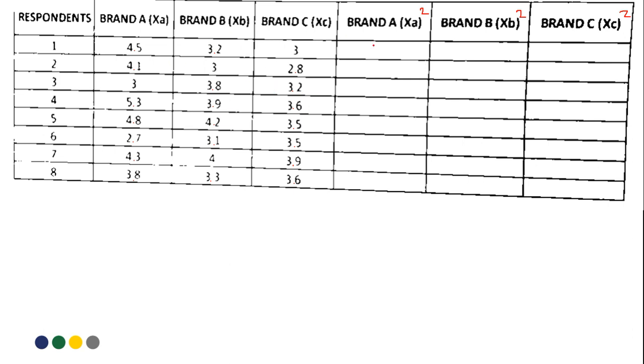Now, what is the 4.5? Ang unang gagawin nyo dito, since yung brand A daw, is squared lang natin. So, yung both would be and C squared lang natin, no? So, 4.5, what is the answer? 20.25. Okay. Isa-isahin natin ha. Next. 16.81. 9. Next. This 5.3. 28.09.